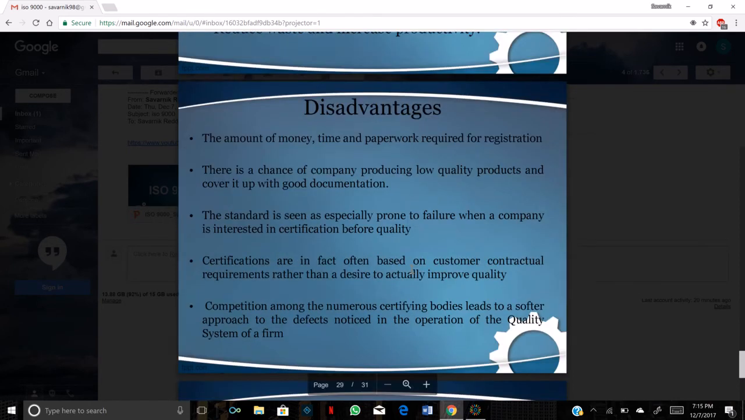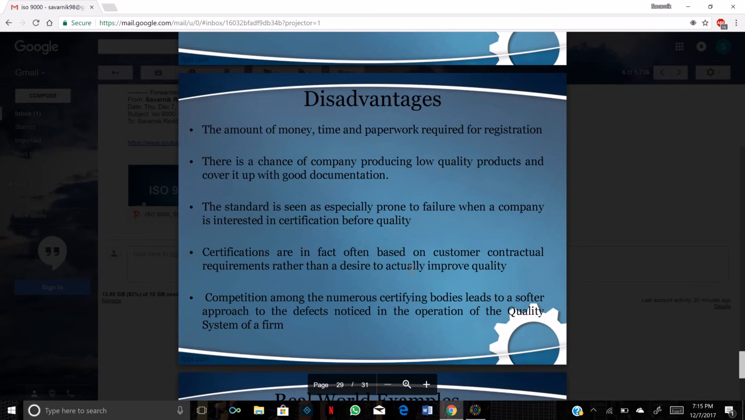And of course, it has some disadvantages. I wouldn't call the first one a disadvantage, but it needs a lot of effort to be put in to get this registration done for getting an ISO certification. There's a lot of money that has to be put in, a lot of time to get all the paperwork done. And there have been few cases, and there's still a chance that the companies produce low quality products and cover it up in the documentation. They can just give good quality products while testing and analyzing the product.